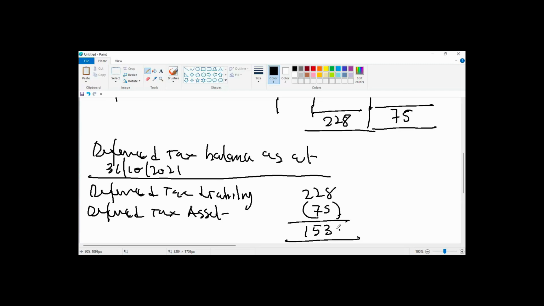It does not say I should take the one that will go to the P&L. Just say compute the relevant temporary differences and deferred tax as at the first of 2021. That's all. Although he gave me the opening balance of deferred tax, it will be 272. He does not tell me to do that. So this is how far we are going to take.